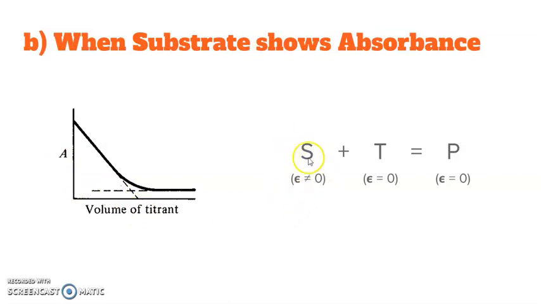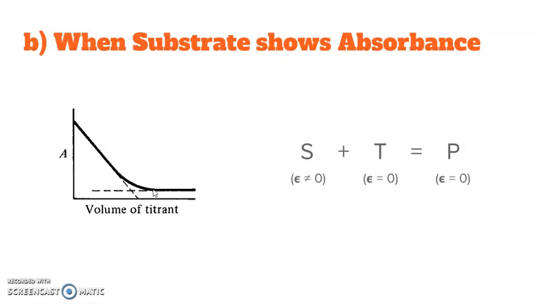Since the substrate has the absorbance, initially we have the substrate in the flask or in the titration vessel. So there is no titrant being added, and there is no product being formed. And you can see the substrate itself is showing absorbance. As I keep on adding the titrant, the substrate concentration decreases and the product will start to form. So in that particular case, when there is absorbance only because of the substrate, that absorbance will tend to decrease eventually with the addition of the titrant.